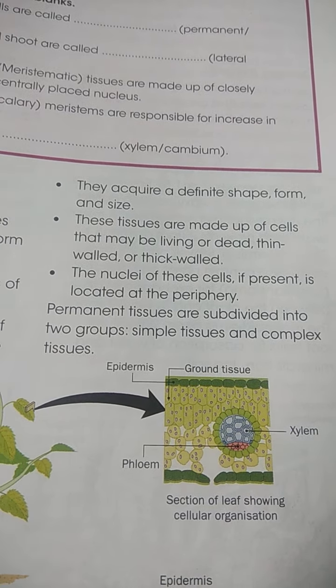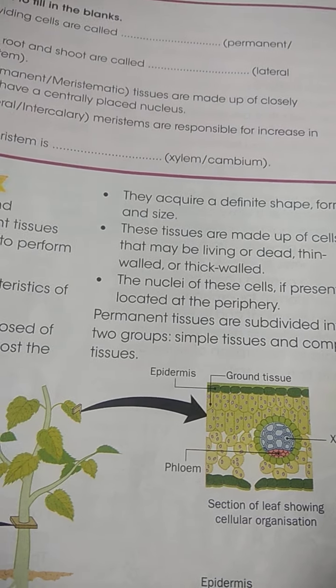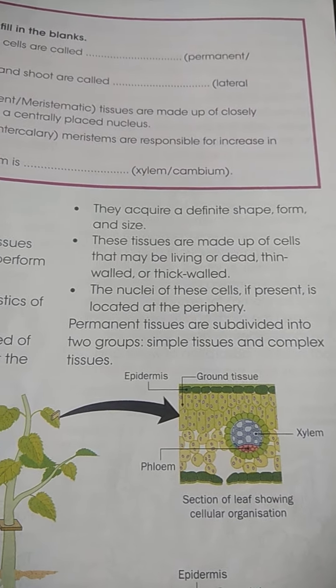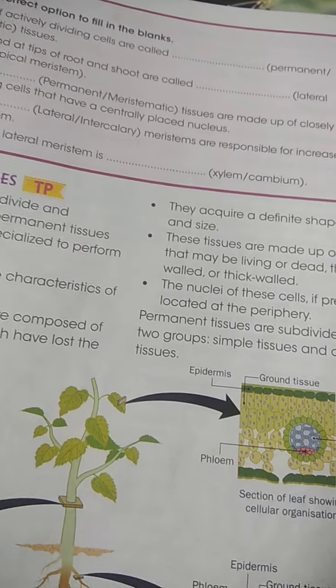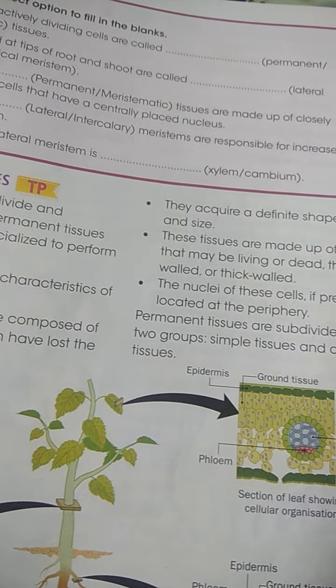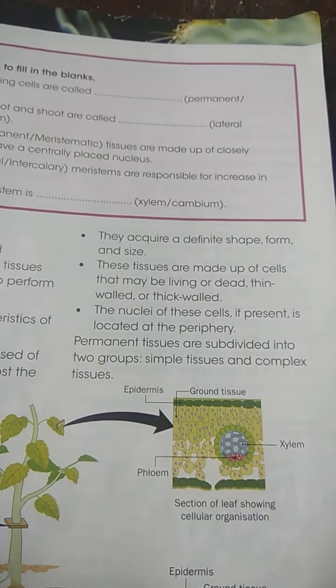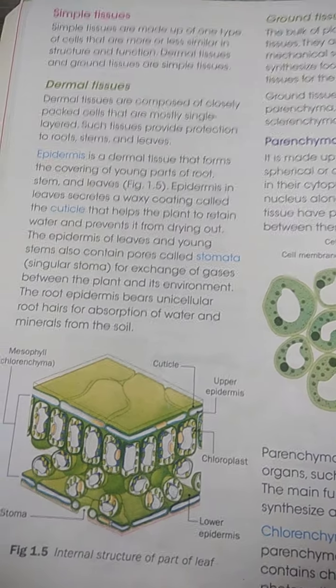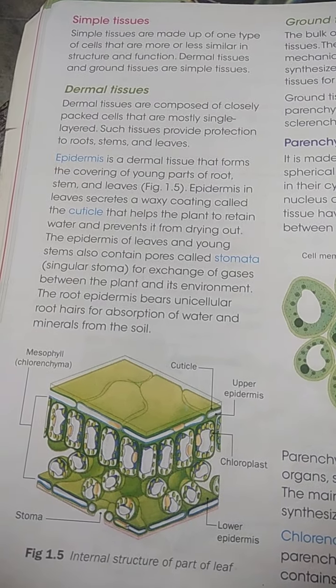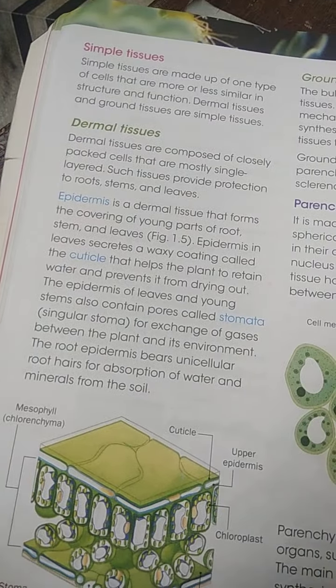Means like in meristematic cells, they are present in the center, but here, if they are the living cells, they are present at the periphery. If they are dead, then the nucleus is not there. Permanent tissues are of two types: simple permanent tissue and complex permanent tissue. Now let's start simple permanent tissue.